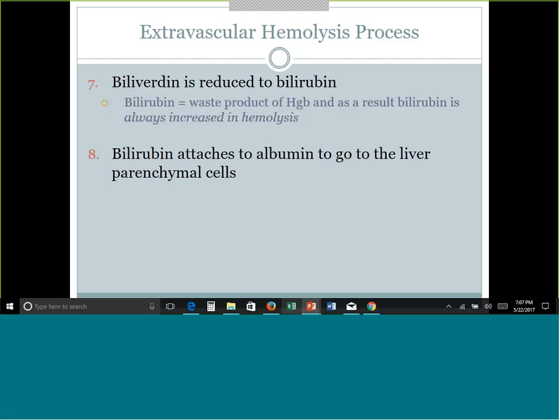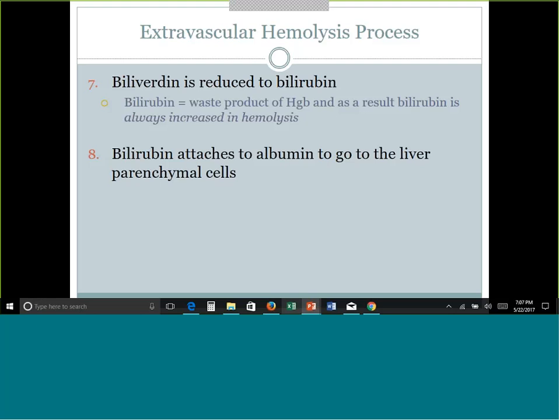So at all times in your body, we are getting rid of old red cells. It's going through this exact process. So we're always having a little bit of bilirubin at any time in our body. When you have a hemolysis occurring, where you're breaking down extra red cells more than you should, then you will see an increase in bilirubin presence. So that bilirubin is always at an increased level in any type of hemolysis.